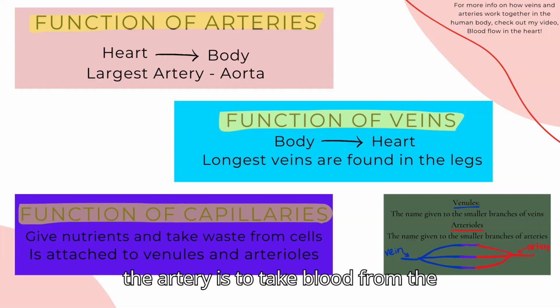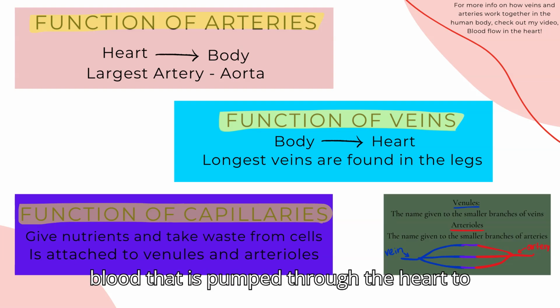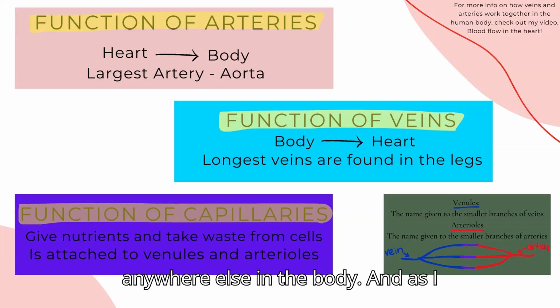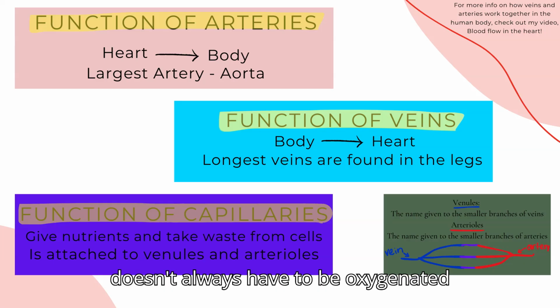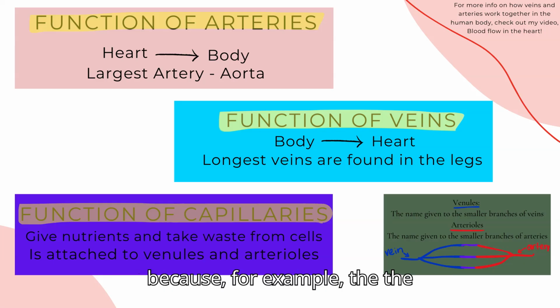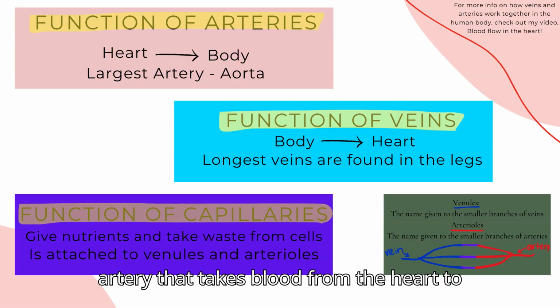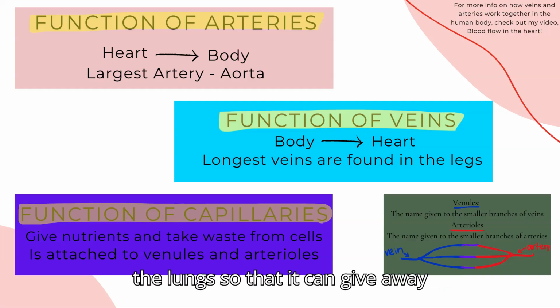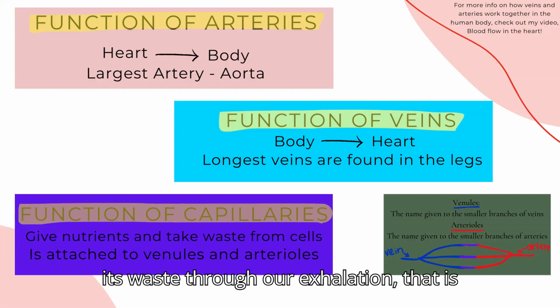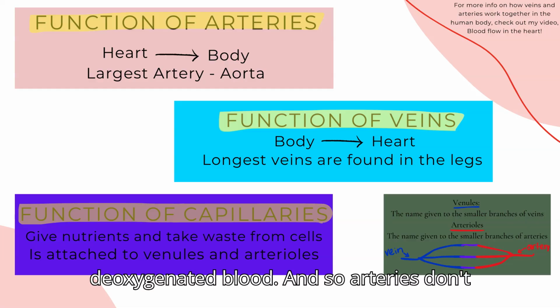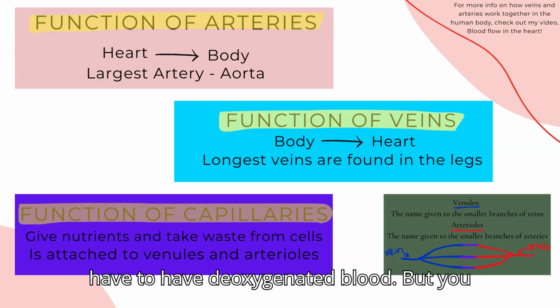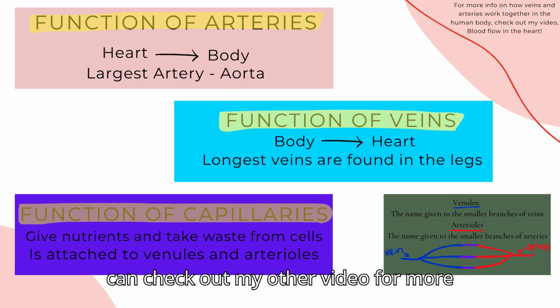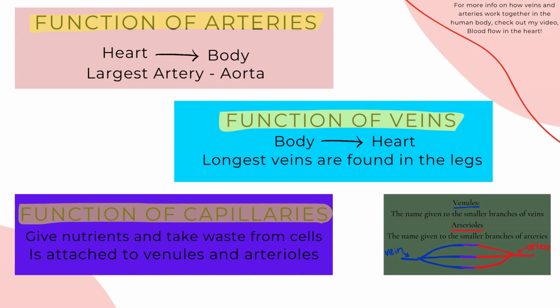The function of the artery is to take blood from the heart to the body, to deliver blood that is pumped through the heart to anywhere else in the body. As I mentioned in a previous video, this blood doesn't always have to be oxygenated because, for example, the artery that takes blood from the heart to the lungs so that it can give away its waste through our exhalation carries deoxygenated blood. So arteries don't always have oxygenated blood, and the same goes for veins, they don't always have deoxygenated blood. But you can check out my other video for more explanation on that.